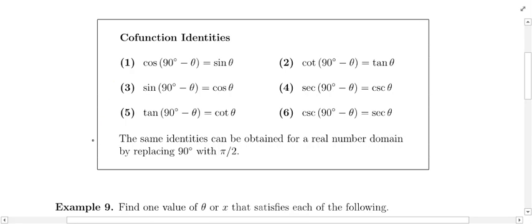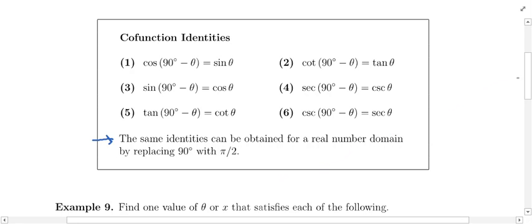Okay, the note underneath says that these equations remain true if you replace 90 degrees with its radian measure of pi over 2. So for example, equation 1, you could use it as cosine of pi over 2 minus theta is equal to the sine of theta.